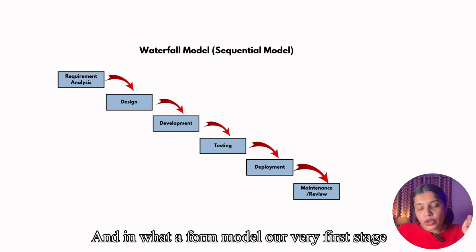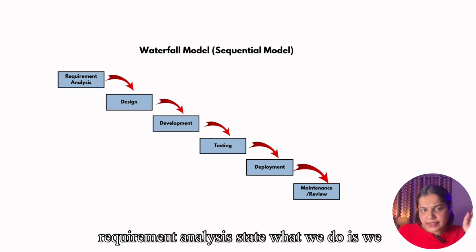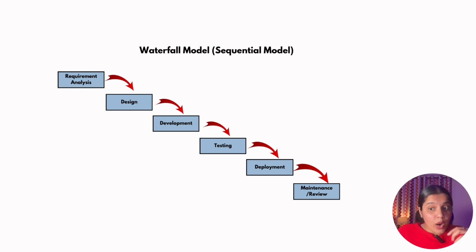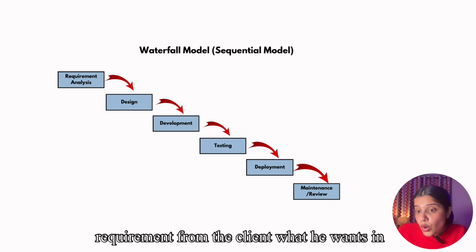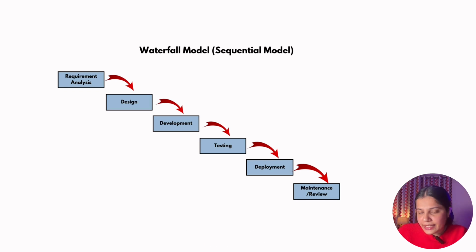In the waterfall model, our very first stage is requirement analysis. In the requirement analysis stage, what we do is gather information. We gather requirements from the client, what he wants in his application, right? You will be asking questions to your client: what are your requirements? This will be covered in the requirement analysis phase.